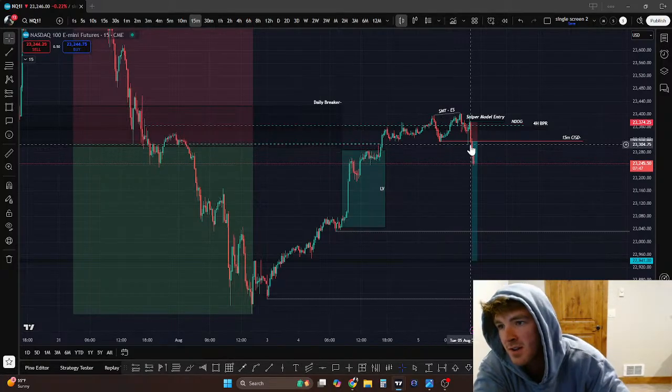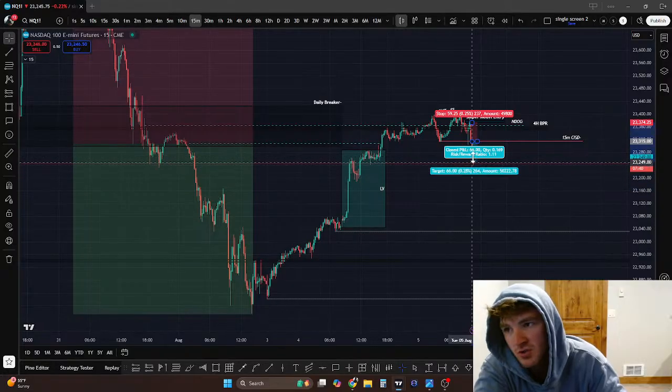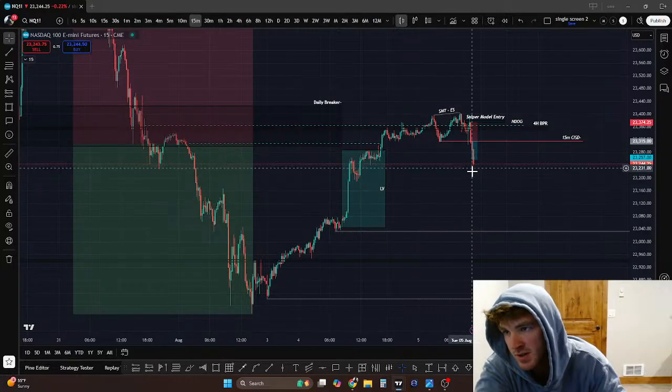And obviously, I would not target this far. Obviously, TPs all through here. TPs, trail and scale. That's one of my mottos, right? It's never all or nothing. I said trail and scale.